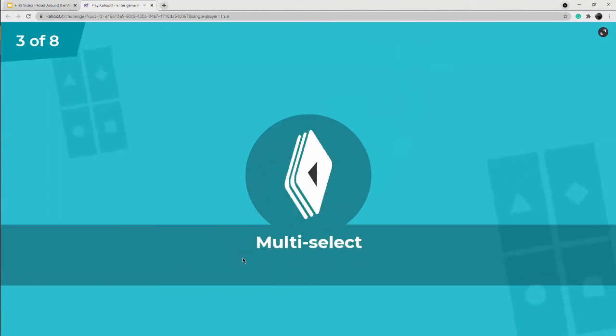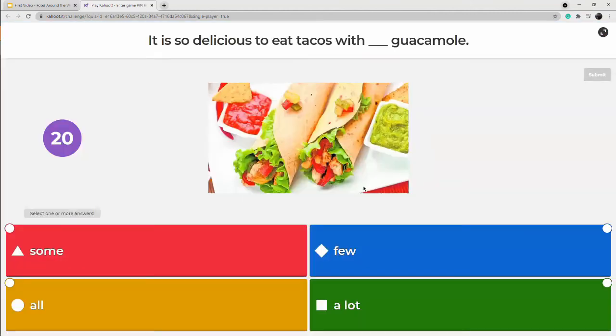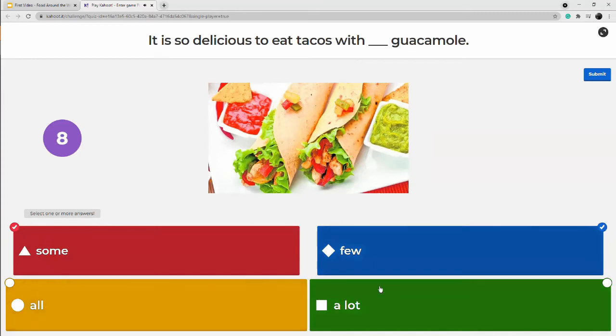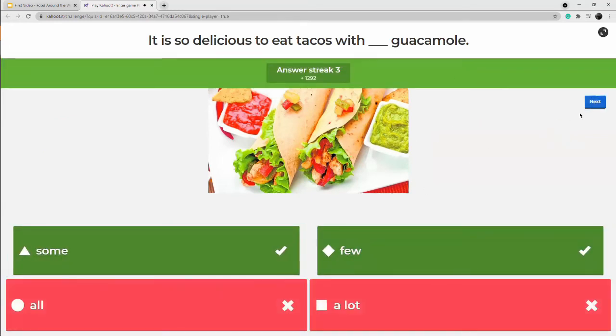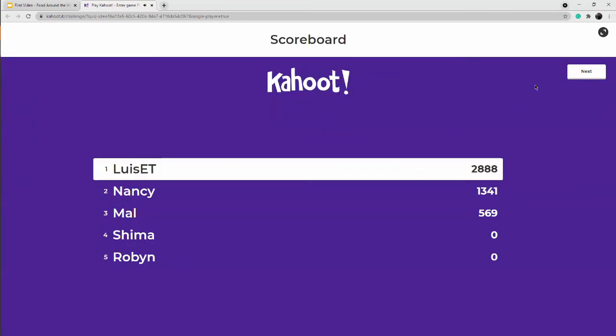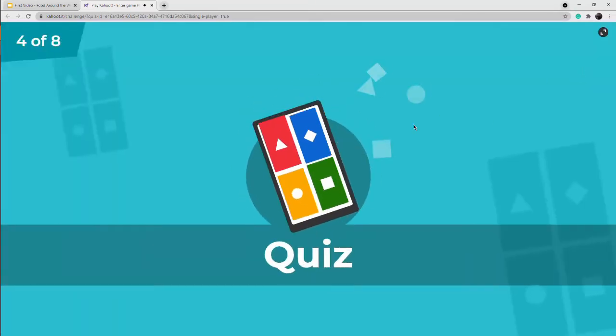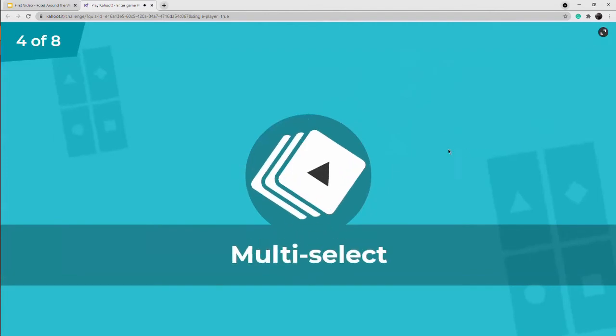Third round, multi-select, so we have two options that are right. It is so delicious to eat tacos with some, few, all, or a lot of guacamole. I guess some and few, because if you put a lot of guacamole, maybe it will just taste a lot like guacamole. So just some or few, just a little bit of it.